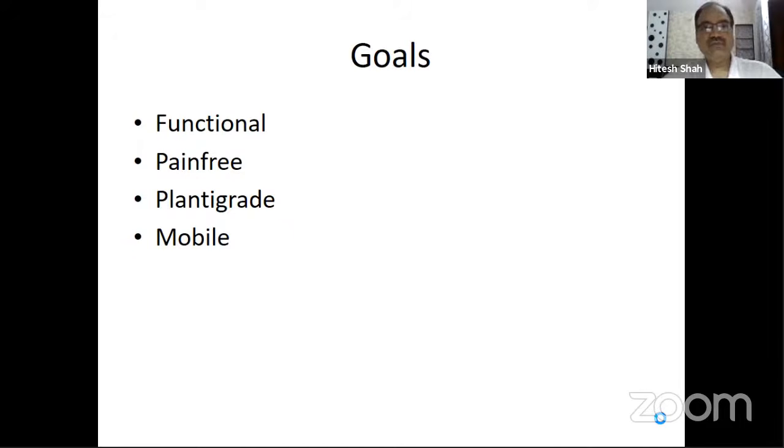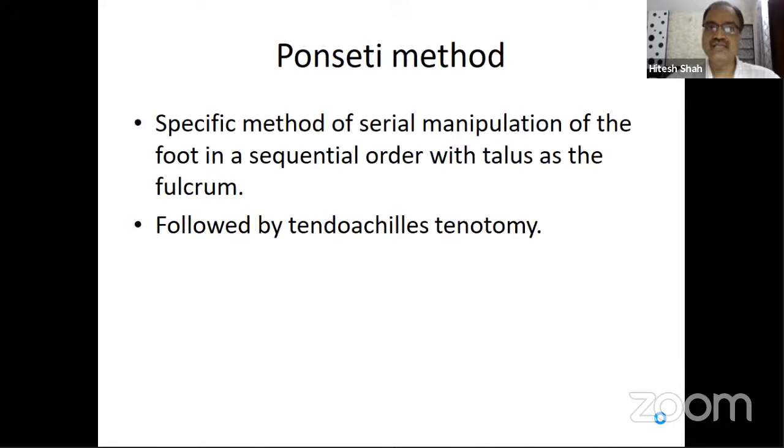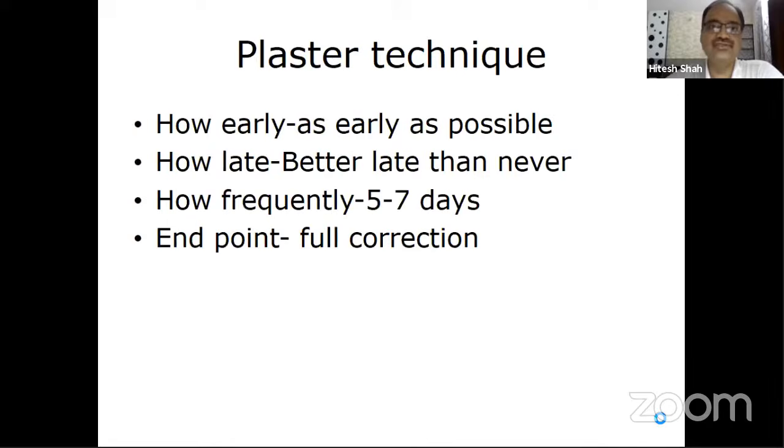The goal of treating clubfoot is to get a functional, pain-free, plantigrade, mobile foot that will be acceptable to the patient and the family. To achieve that, as I said, that specific method of manipulation in a sequential order should be done, and it's important to use the talus as a fulcrum. In most cases of Ponseti manipulation, around 95% will require the Tendoachilles tenotomy at last.